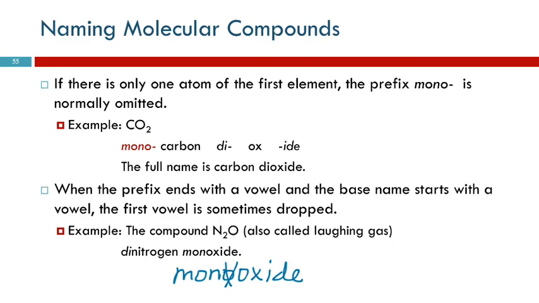I'm telling you this because I want you to be aware of it. I will not try to trick you with this on an exam. In the homework or anything, don't worry about it. But sometimes you'll see that ending vowel of the prefix is missing, and this is why. Okay, so dinitrogen monoxide.